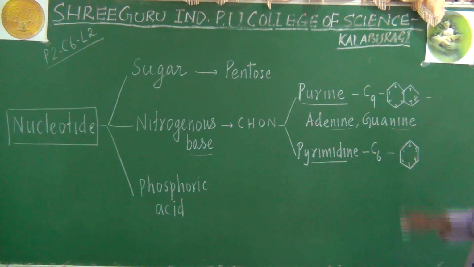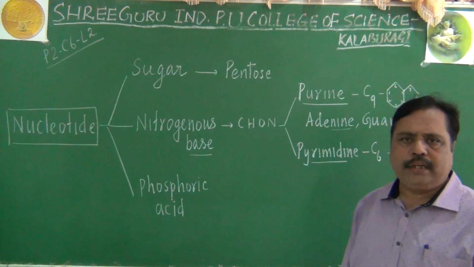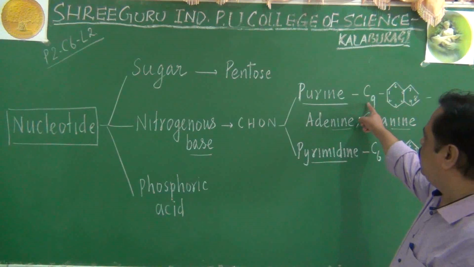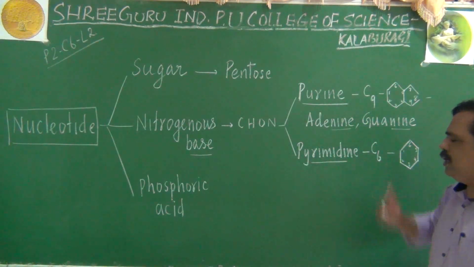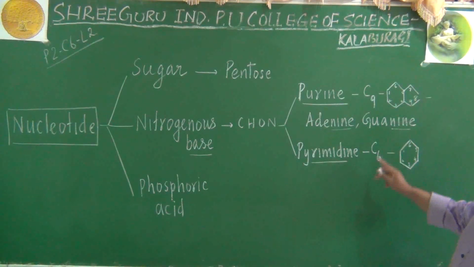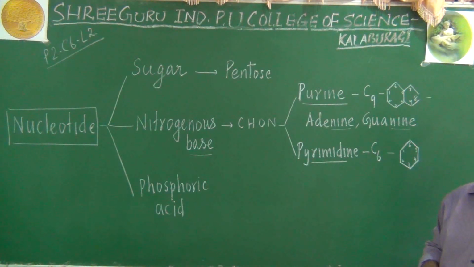This is regarding pyrimidine. Are you getting my point? There are 3 differences I told you. One is purines are 9 carbon compounds, pyrimidines are 6 carbon compounds. Purines are double ringed structures, pyrimidines are single ringed structures.